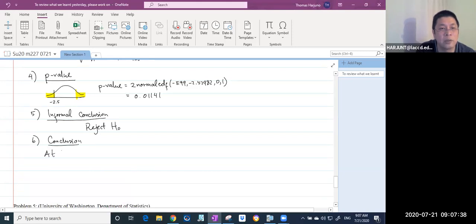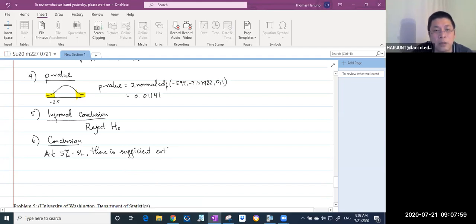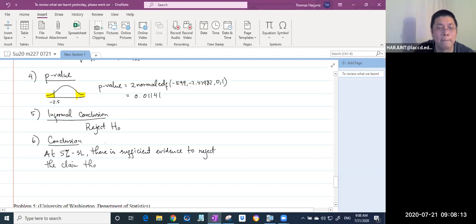At 5% significance level, there is sufficient, you see the claim is null hypothesis, right? So there's sufficient evidence to reject the claim that blacks account for 25% of all CD employees.